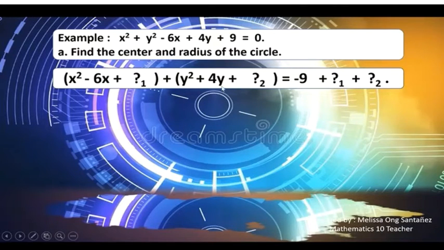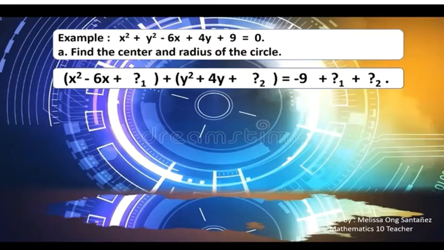Now, how do we know what number to replace with these question marks? You will get that one by simply dividing the coefficient of our x, which is negative 6. Take note to get this sign negative because it has a minus symbol here, so we have to bring that along. Negative 6 divided by 2, always divided by 2. Whether you are solving the x terms or the y terms, it will be the same.